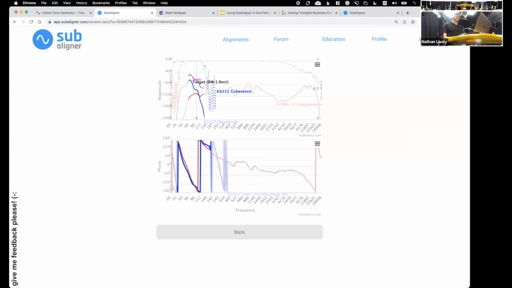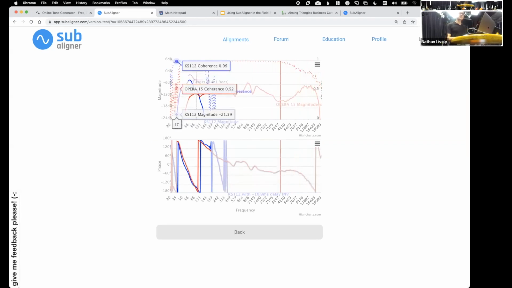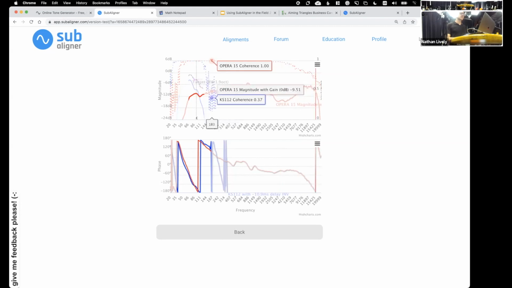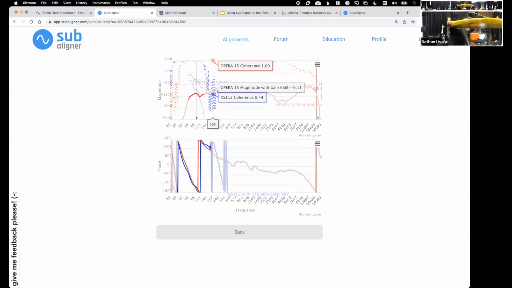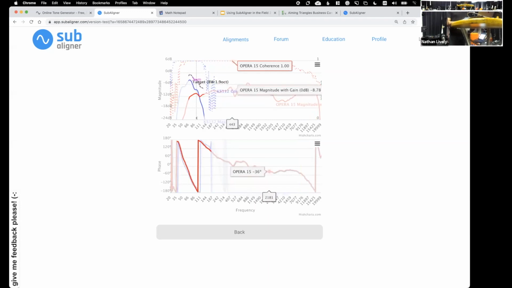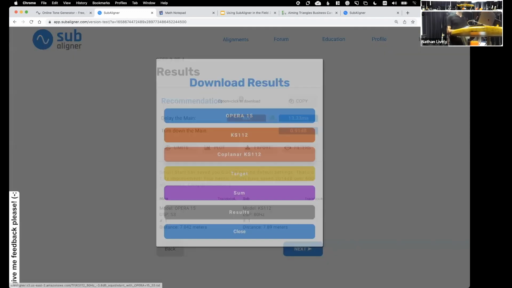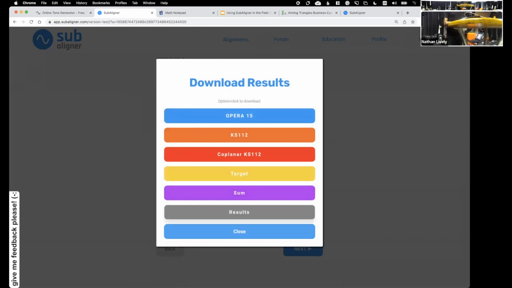We've got a nice plot here where you can demo what this relationship looks like. And then maybe this will tell you, hey, I don't like this. I'm not going to use SubAligner's result. Or maybe it'll tell you, hey, this crossover region is too wide or too narrow. Let me see if I can find something different. You can export all of this and load it into your audio analyzer. So these are just text files or CSV files that you can open up in Smart or REW.